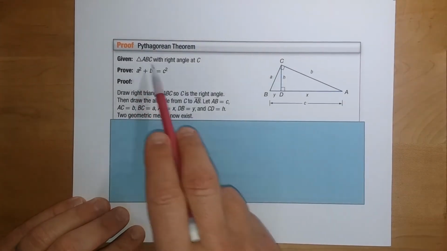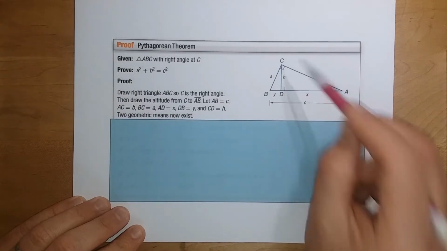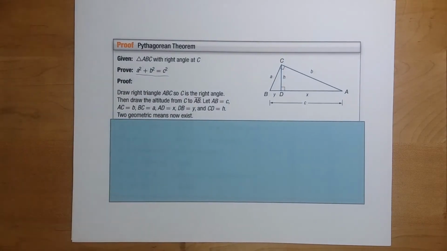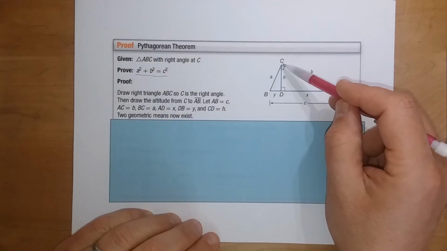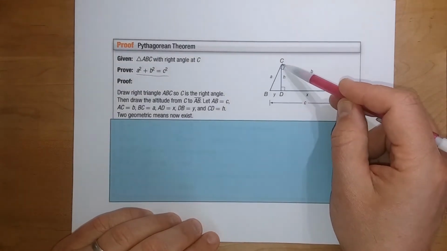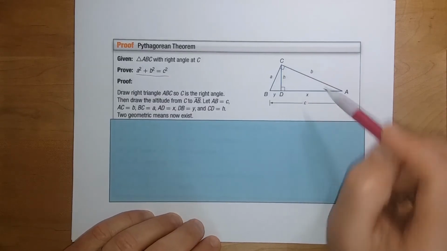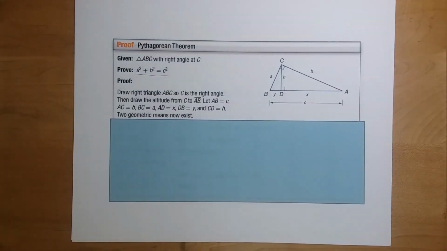If we're given triangle ABC with right angle at C, they want us to prove that a squared plus b squared equals c squared. So one thing we can do is draw this altitude, CD. And since ABC is a right triangle, we know that that's going to split this triangle into three similar triangles.